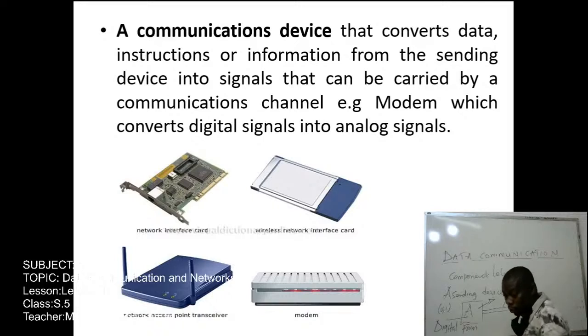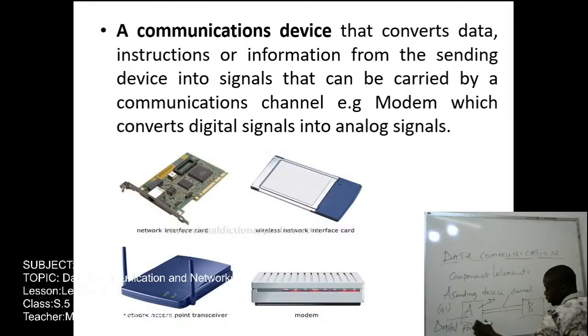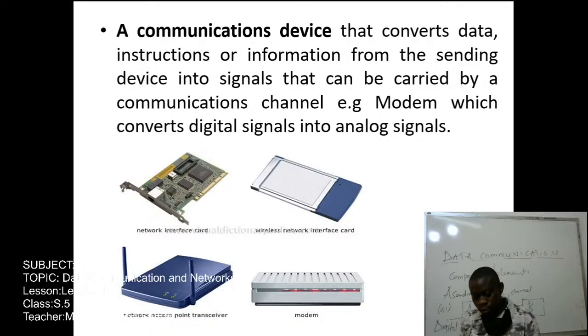So, for information to flow through this cable or channel, it cannot flow in the digital form. Now it has to be converted into a format that can be allowed to pass through this channel, and that format is called the analog form. Now the process of converting digital signals to analog signals to be transferred over the channel is done by what we call the communication devices.